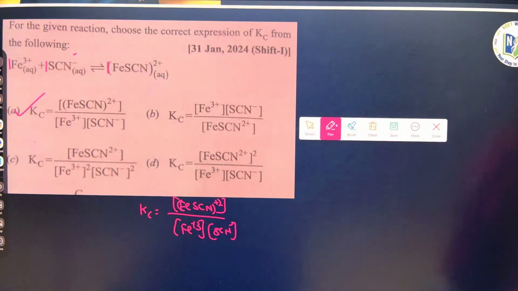Yes, Faizan, it's true in the comment box.